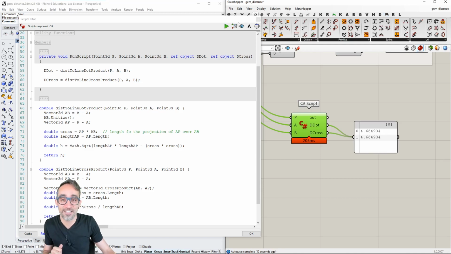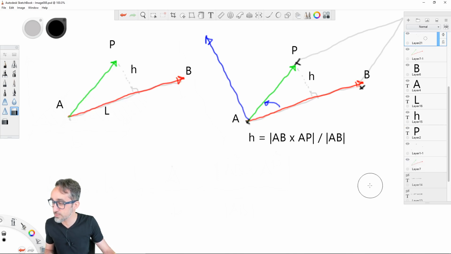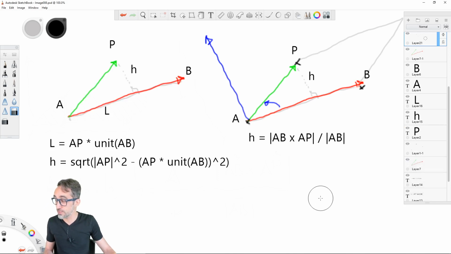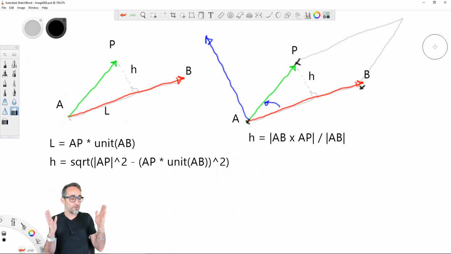All right, let me recap. I'm going to go back to the diagram. So what we just saw here is, I'm going to turn on both diagrams, two different approaches to calculating this height here. Two different approaches to calculating the distance h between a point P and the line formed by two points A and B. In one, we were using the properties of the dot product and a little bit of trigonometry.